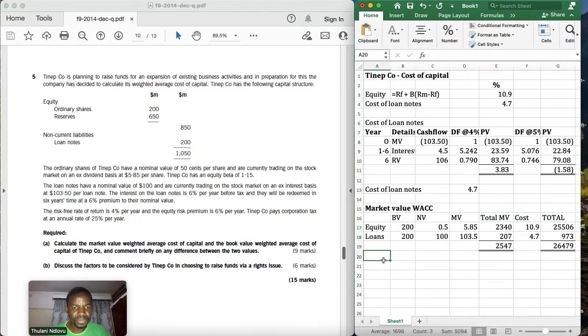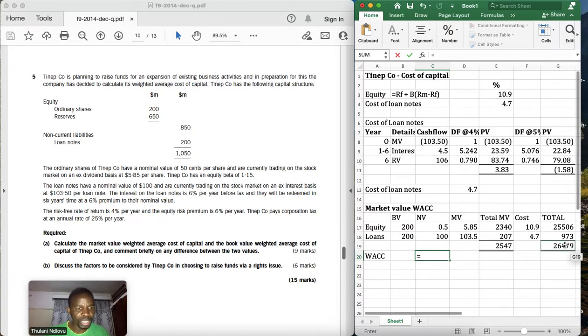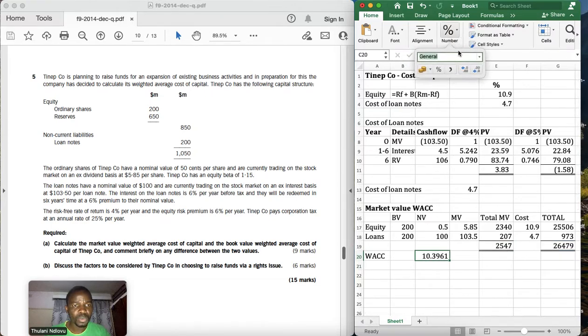Then now, let's find our WACC. Our WACC will be the total divided by the total market value. So our WACC will be 10.4%. The market value WACC will be 10.4%. Now, let's calculate the book value WACC.